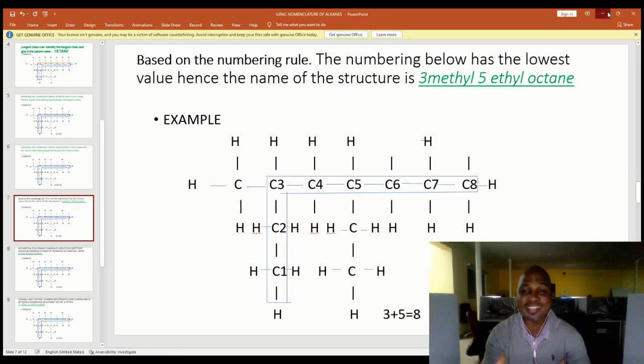And my question is, between 8 and 10, which one is the lowest? Your answers and your guess are as good as mine. That means 8 is the lowest number. And that's why we decided to follow this route.